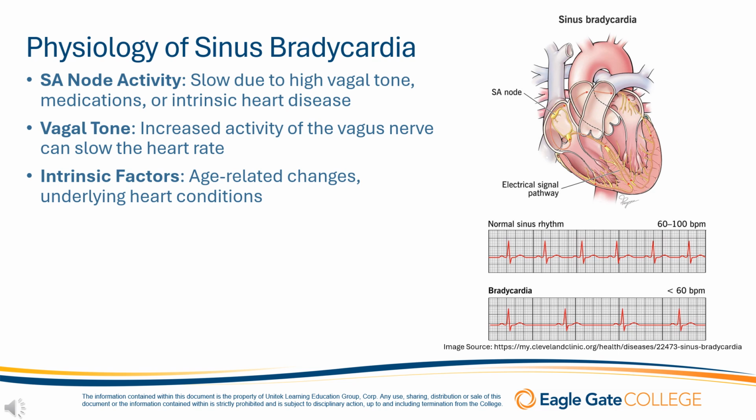Certain medications can also contribute to sinus bradycardia by affecting the SA node's function or increasing vagal tone. Common culprits include beta blockers, which decrease heart rate by blocking the effects of adrenaline, calcium channel blockers, which reduce the heart's contractility and slow down electrical conduction, and digoxin, which enhances vagal tone and decreases the SA node firing rate.